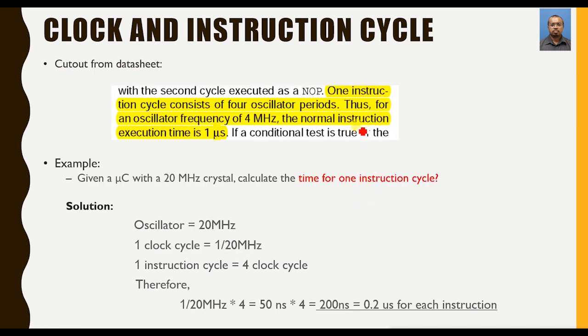All right, so this is the cutout from the datasheet. You can refer to the PIC16F84 datasheet. It says here one instruction cycle consists of four oscillator periods. What it means by that is four clock cycles. This is what I've mentioned in the previous slides. Thus, for an oscillator frequency of 4 MHz, the normal instruction execution time is 1 microsecond.